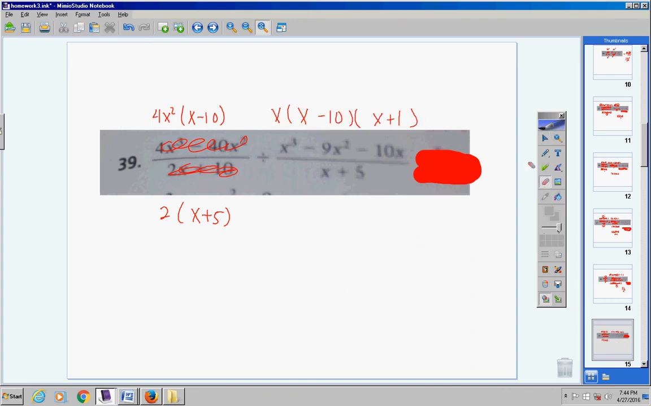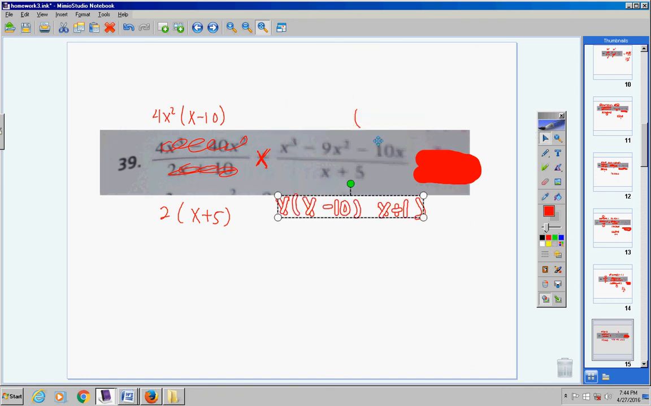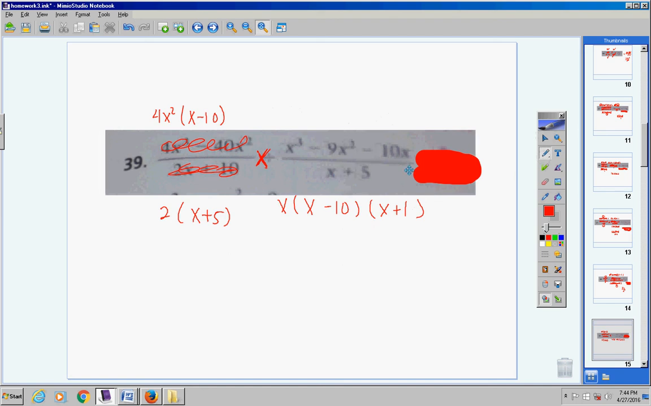Alright, now here's the thing though. We have to multiply and flip our fraction. So technically this right here comes down here in the bottom like this. And then x plus 5 is going to go up top right here. And now let's start canceling. Here we go. X plus 5, x plus 5, x negative 10, x negative 10.